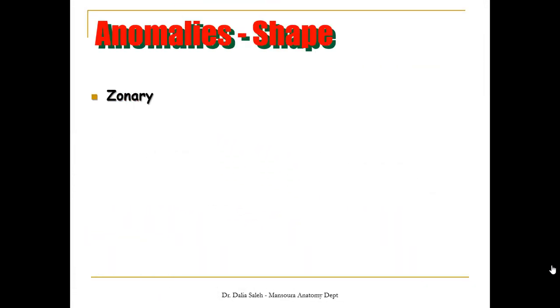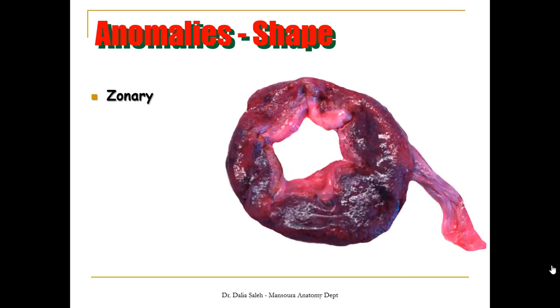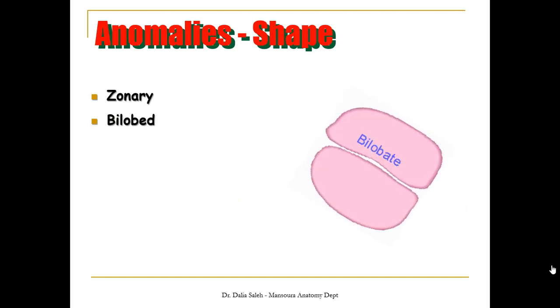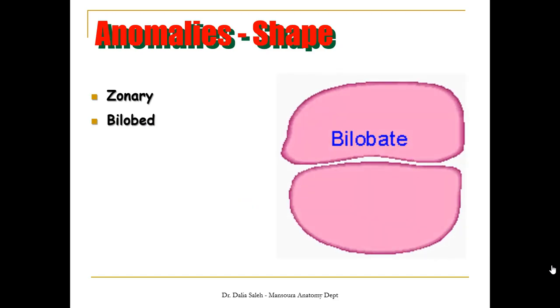For the shape, we have many varieties, like the zonary placenta, which looks like a donut. It looks like a circle with an empty center. And the bilooped placenta, divided into 2 loops.